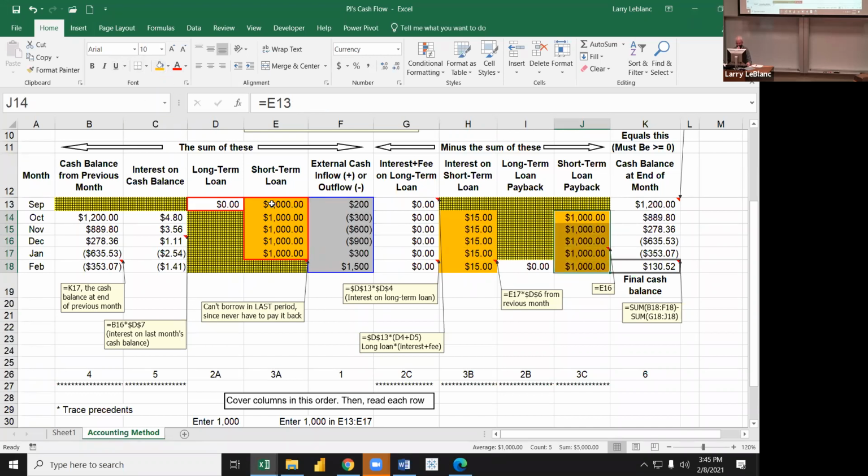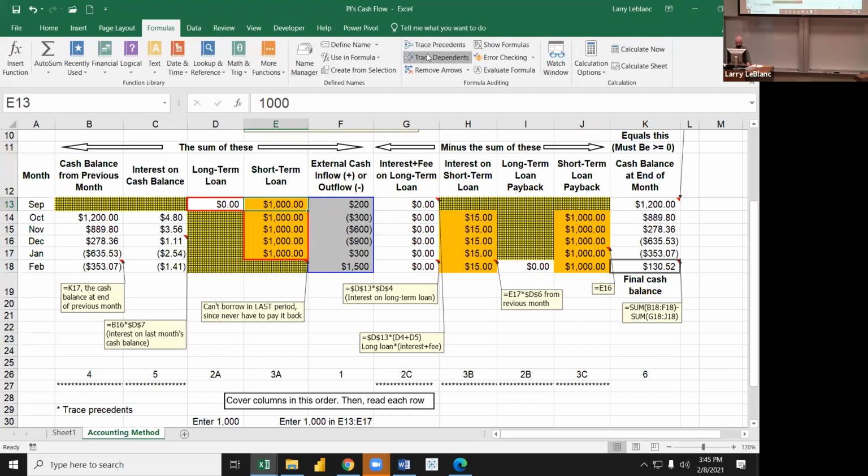If we borrow 1,000 in September, we have to pay back 1,000 in September. And the interest of 15. If we borrow 1,000 in October, we have to pay back 1,000 in November. Let me trace dependence. Every time you make a short-term loan, you're implying you have to pay back the principal and you have to pay the interest.